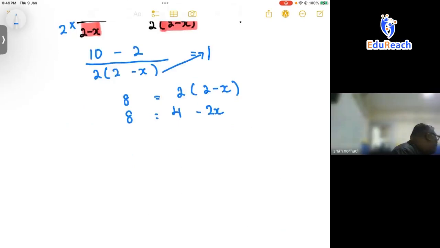Then we can bring the 8 over, right? And the 4 over, right? So it becomes 8 minus 4 equals to minus 2x. 4 equals to minus 2x. x is equal to negative 2.